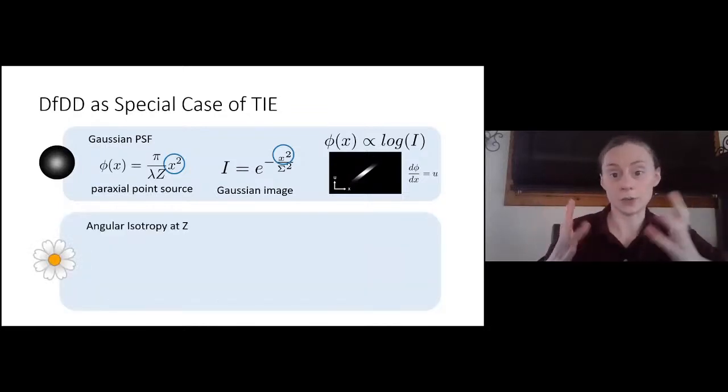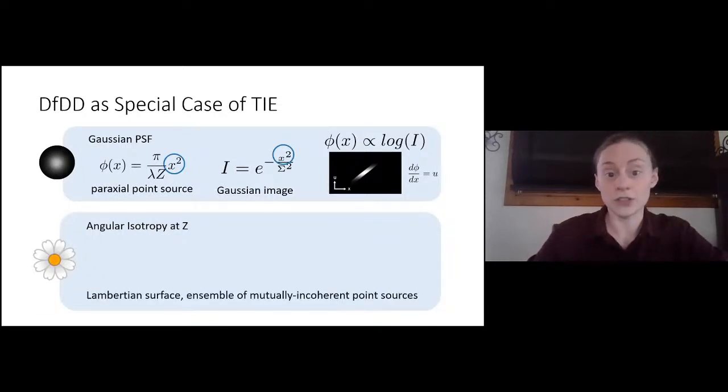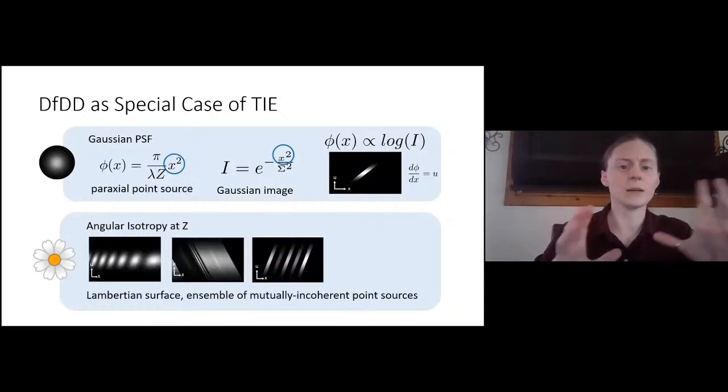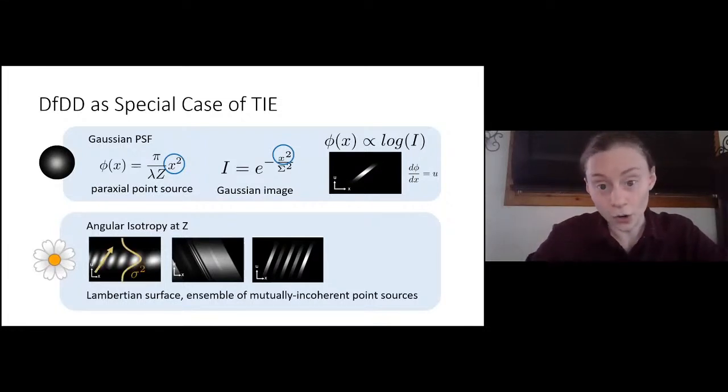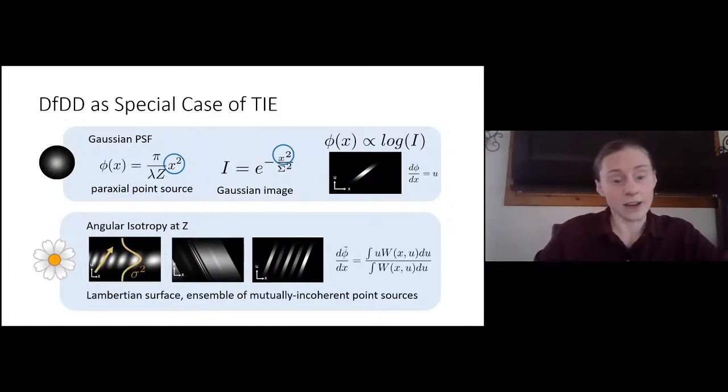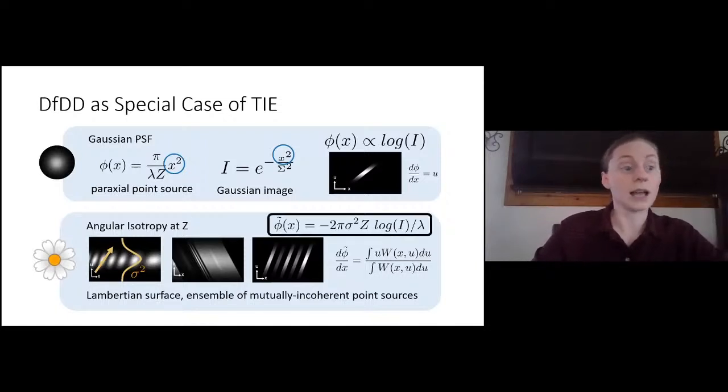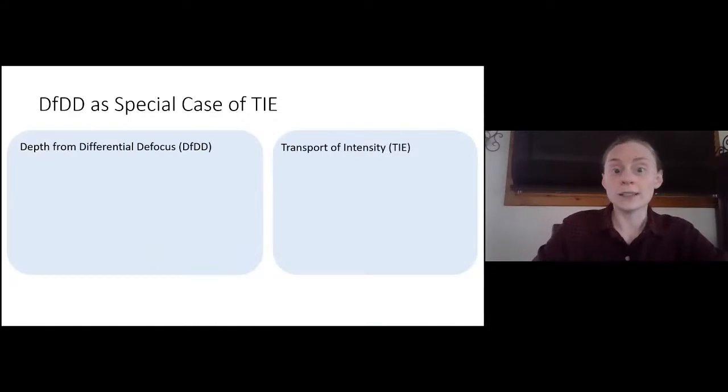Objects with an angular isotropy at some distance z, such as Lambertian surfaces and ensembles of mutually incoherent points. So essentially any WDF that has this structure, right, where there's a locally constant slant in the WDF content, and there's this Gaussian weighting across the directions. So if those two conditions hold, the generalized phase defined by the WDF will be linear both in depth and log brightness. And this condition is going to allow us directly to reduce the general TIE to the special case of depth from defocus. So what does that look like?